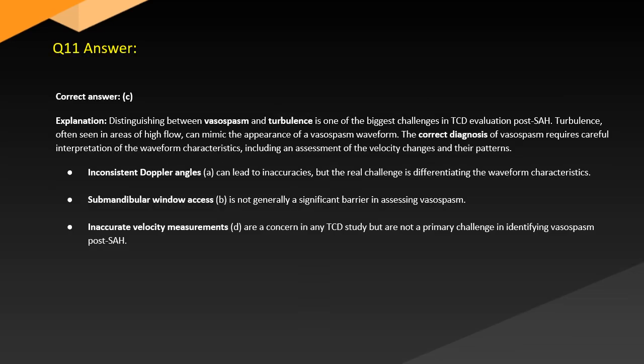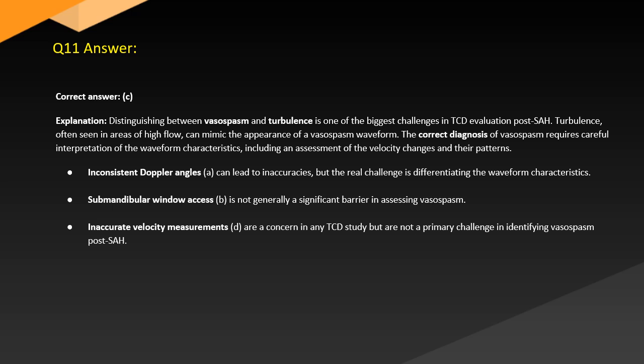Answer. Correct answer: C. Explanation. Distinguishing between vasospasm and turbulence is one of the biggest challenges in TCD evaluation post-SAH. Turbulence, often seen in areas of high flow, can mimic the appearance of a vasospasm waveform. The correct diagnosis of vasospasm requires careful interpretation of the waveform characteristics, including an assessment of the velocity changes and their patterns. Inconsistent Doppler angles can lead to inaccuracies, but the real challenge is differentiating the waveform characteristics.